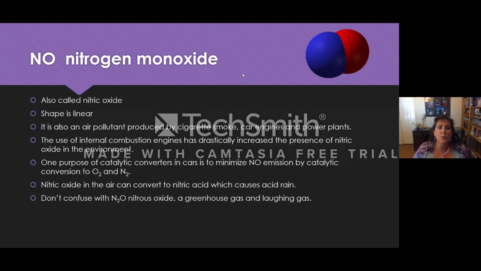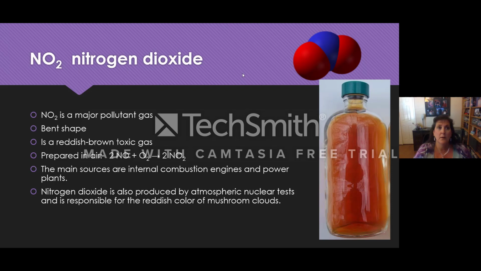Don't confuse N2O, nitrous oxide, a greenhouse gas, and laughing gas with this. Okay, different chemical. N2O, greenhouse gas. NO, nitrogen monoxide, causes acid rain. Major pollutant. So NO is part of NOx, nitrogen monoxide, a major pollutant.